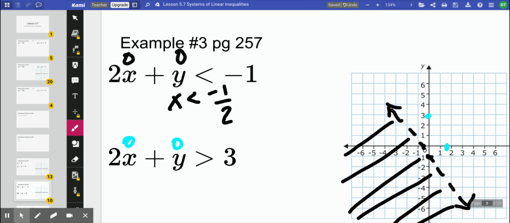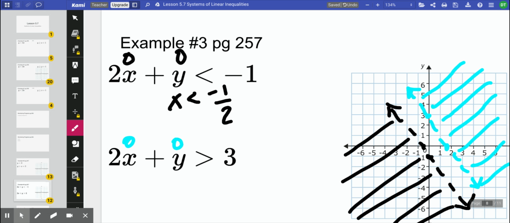So, and it's again a dashed line. So it might not be totally obvious how I've drawn it here. Okay, is 0, 0 part of the solution? So is 0 plus 0 greater than 3? No, it's not. So we want this side of that graph.